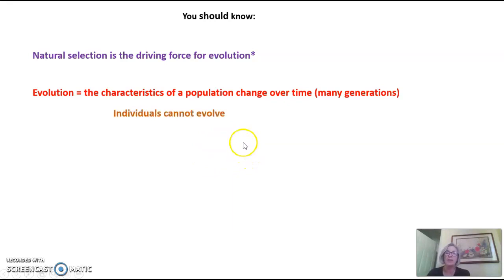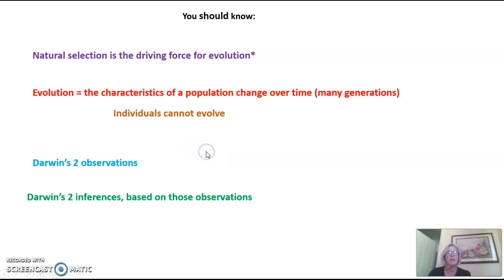You should very much know that individuals cannot evolve. Only populations can evolve. You should know Darwin's two observations, and you should know Darwin's two inferences based on those observations.